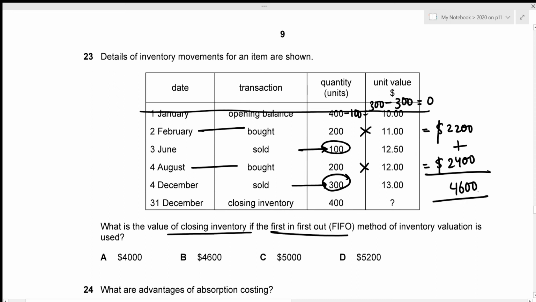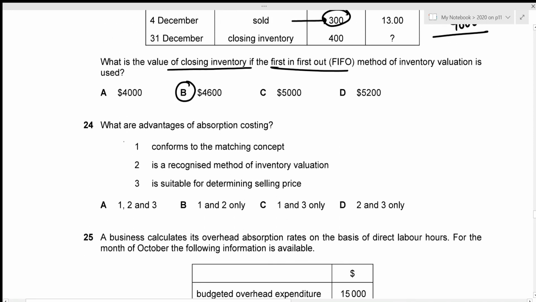And this value is given in option B. That will be the correct answer. Now we can move towards question number 24. We need to figure out what are the advantages of absorption costing. So the very first one is conforms to the matching concept.